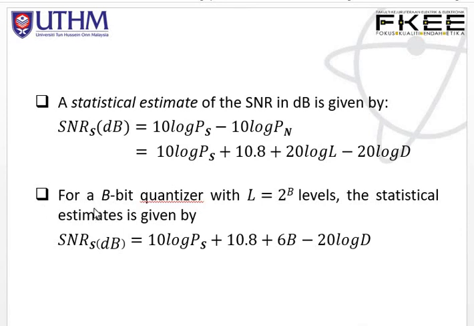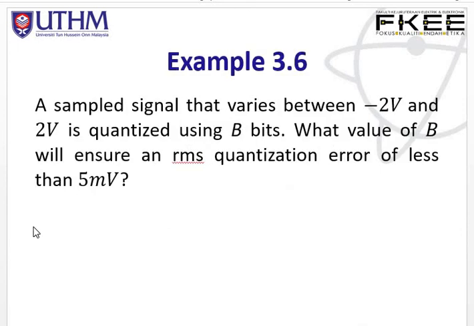And for a B-bit quantizer with the number of levels like this, the statistical estimate is given by 10 log PS plus 10.8 plus 6B minus 20 log D. Now let's look at an example. A sample signal that varies between negative 2 volt to 2 volt and is quantized using B bit. What is the value of B that will ensure an RMS quantization error of less than 5 millivolt?